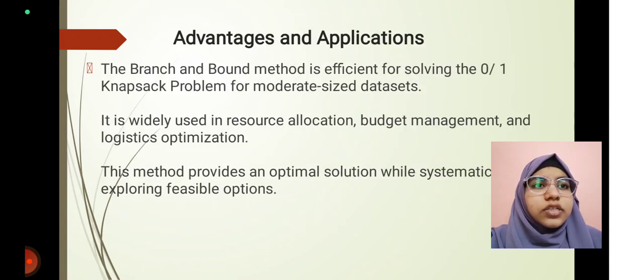Next, advantages and applications. The branch and bound method is efficient for solving the 0/1 knapsack problem for moderate sized data sets. It is widely used in resource allocation, budget management, and logistics optimization. This method provides an optimal solution while systematically exploring feasible options. So that's all about this 0/1 knapsack using branch and bound.